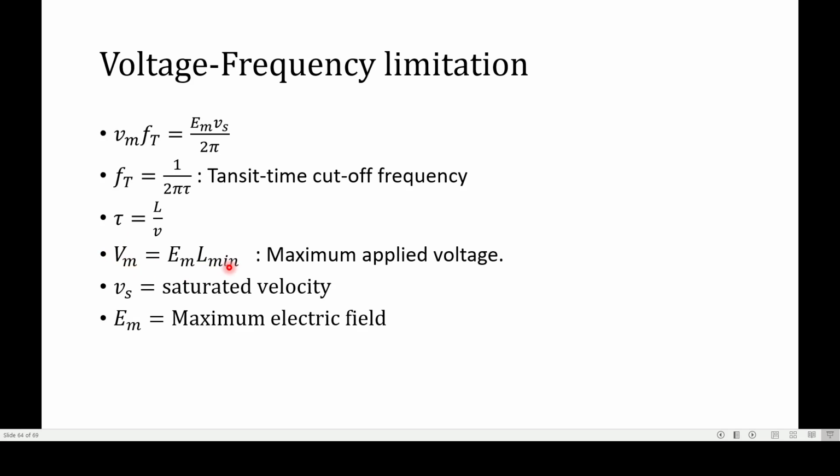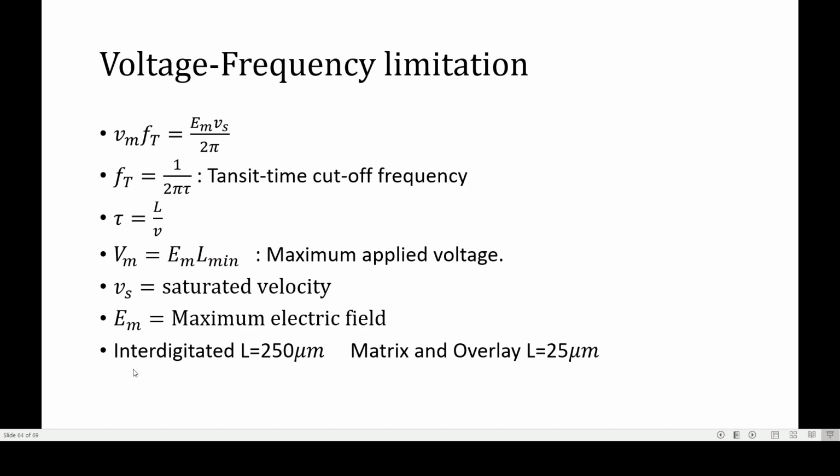So here is one consideration about the length of the material. There is an upper limit on the length of the material. Since there is a maximum applied voltage and a maximum electric field, L minimum cannot be increased more than a particular value. For an integrated type BJT, L is equal to 250 micrometer, and for matrix and overlay, L is equal to 25 micrometer.